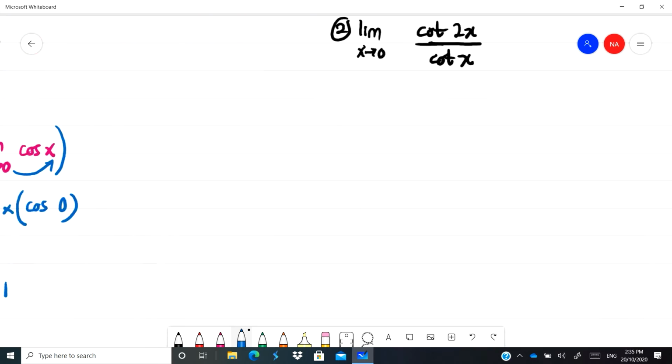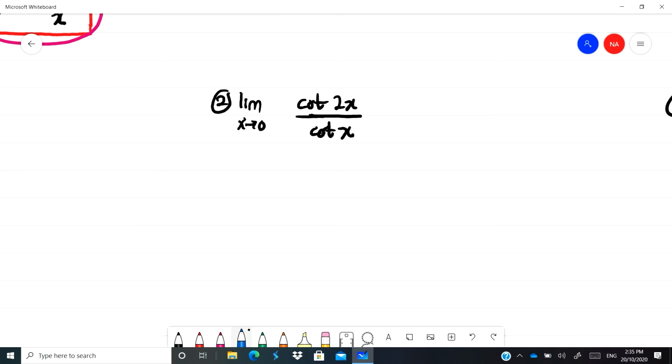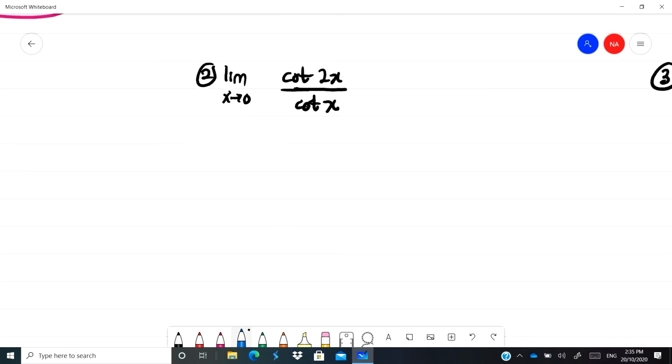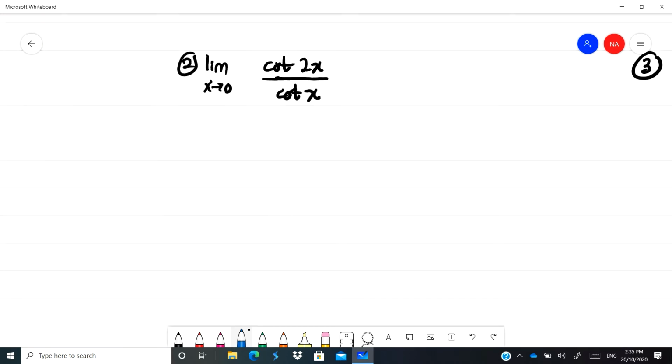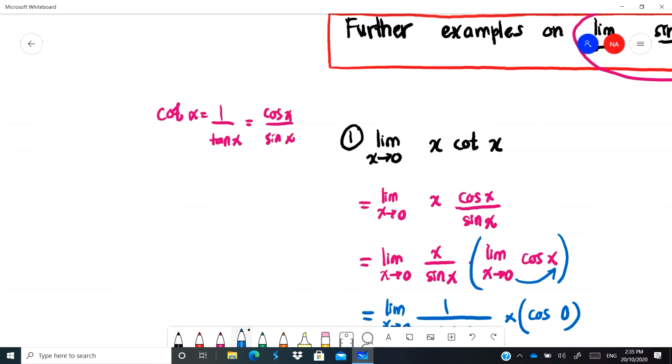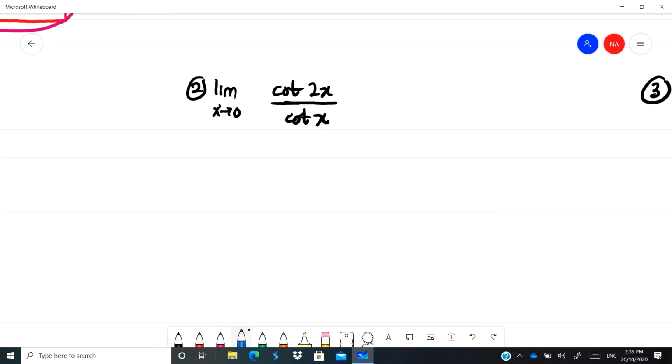Let's move to question number 2. We have cotangent of 2x over cotangent of x. The first thing we have to do is convert the cotangent into this form. So we will have this as the limit as x approaching 0.